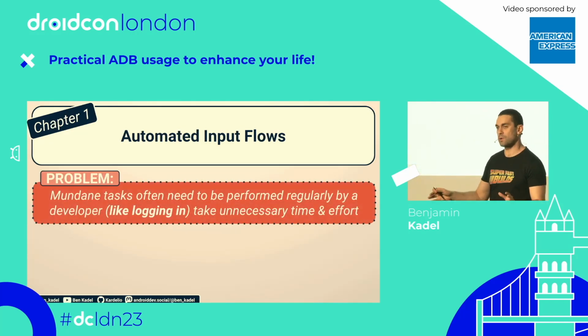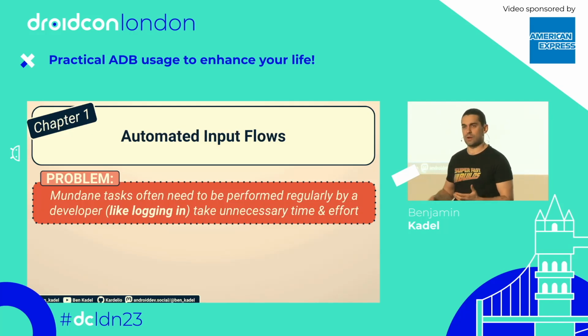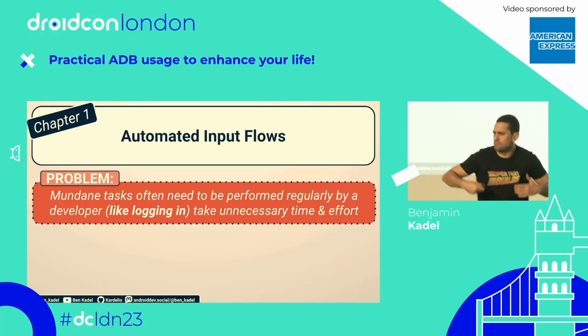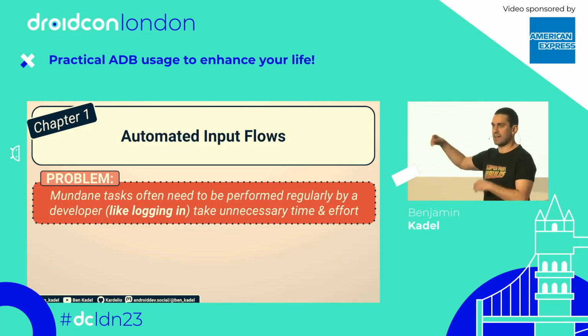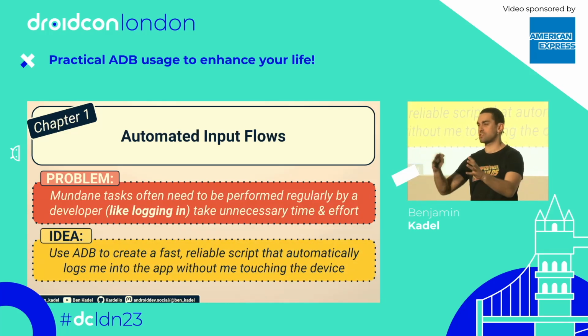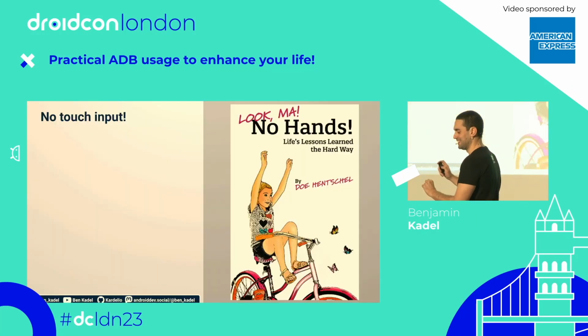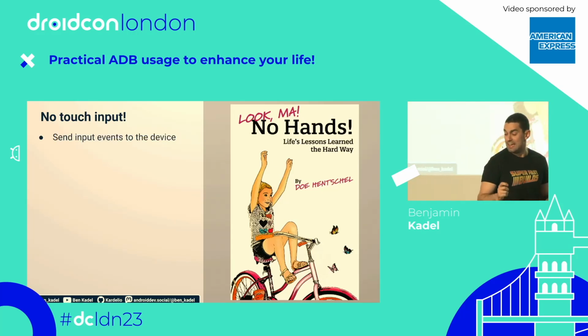So here's our problem statement for automated input flows. Often as developers, we have mundane tasks that we have to perform that take time and effort and are boring and could be automated, like logging into our app in order to get to a screen further down that we're actually testing. What about we use ADB to create a fast, reliable tool, maybe a script, that automatically, in this case, logs me into my app without me needing to touch the phone at all? Carrot deployed. Exciting. Look, man, no hands! ADB can send input events to your device.